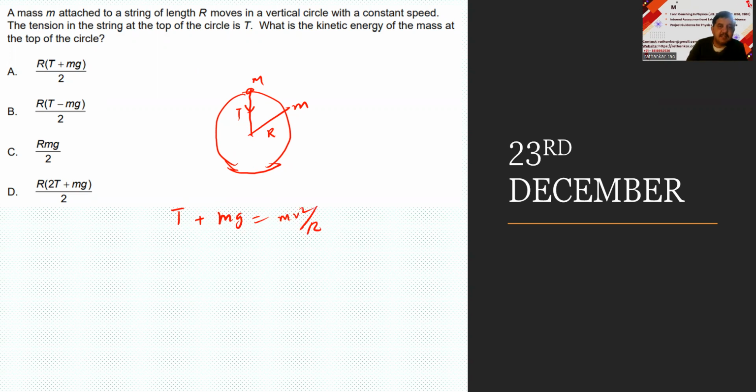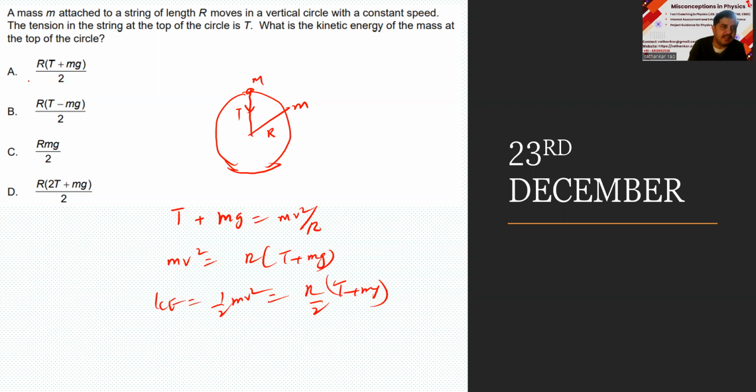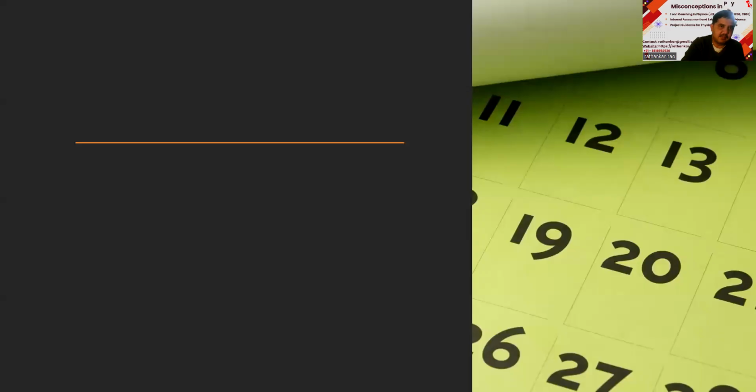Now, what is being asked? He has asked you to find out the kinetic energy. So now I'll write this as mv square is equal to r into T plus mg. I'll take this r and push it to the other side. Now what do we need? Kinetic energy. Kinetic energy is nothing but half mv square. So multiplying by half, it should be r by 2 into T plus mg, which was option A, right? So this is how you arrive at it. The problem appears to be very easy, there's nothing more being asked, but you need to read it appropriately. The kinetic energy at the top is equal to so much.